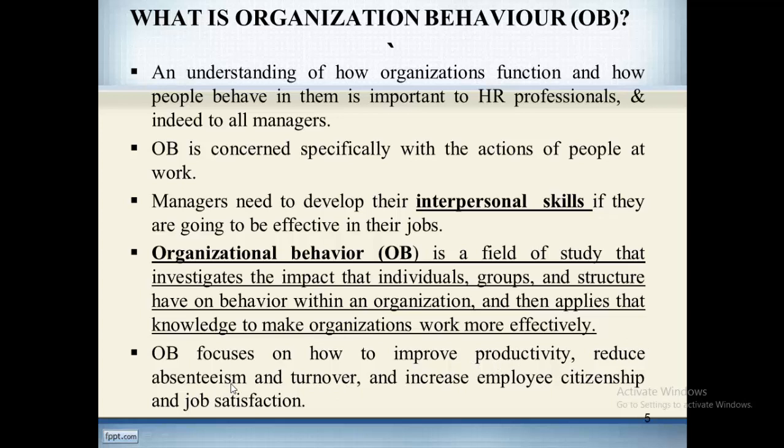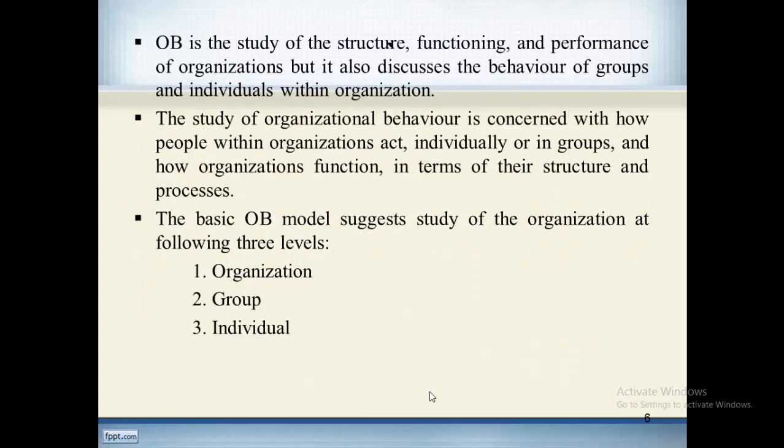Similarly, if he is able to motivate the employees, it will reduce the absenteeism of the employees because willful absenteeism will be discouraged. Similarly, the turnover rate will be reduced, which is a very common problem of the private sector. And it will increase employee citizenship and similarly job satisfaction. The employees will feel satisfied. They will feel secure if the management applies the rules of organizational behavior.